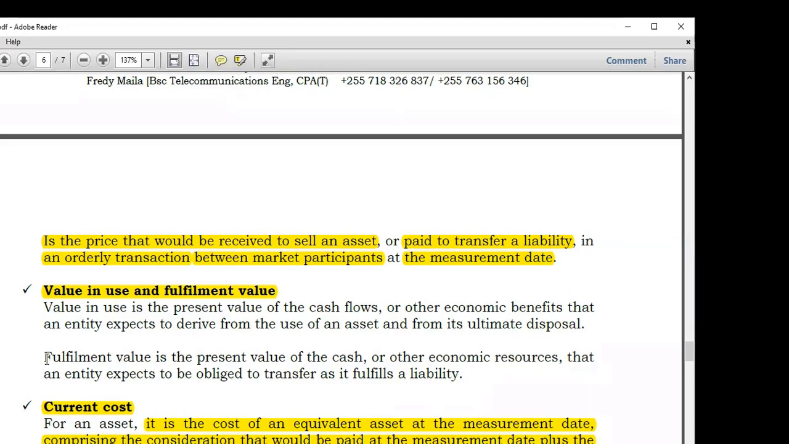So the fulfillment value is the present value of the cash or other economic benefit that an entity expects to be obliged to transfer, not to derive, not for the entity to own. Now it is obliged to transfer as it fulfills a liability, and that's why we call it fulfillment value, just like that.